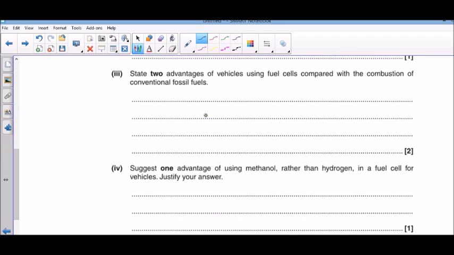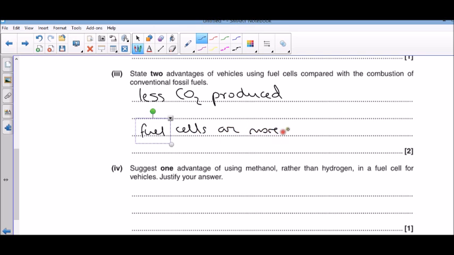Then we've got 2 advantages of vehicles using fuel cells compared with the combustion of conventional fossil fuels. So we can have less CO2 is produced for 1 mark, and we can also say they are more efficient. So fuel cells are more efficient. Okay, so notice that I haven't just said they are more efficient, because I'm being specific and saying which one is more efficient, because it's quite important that you get used to doing that.